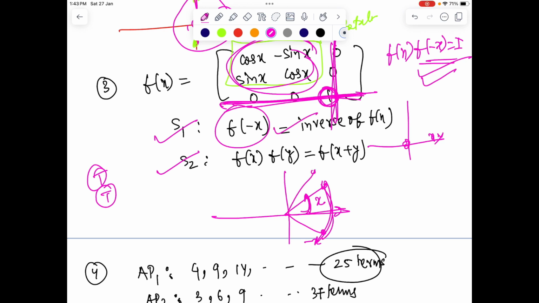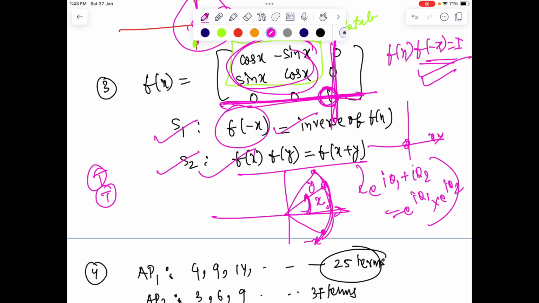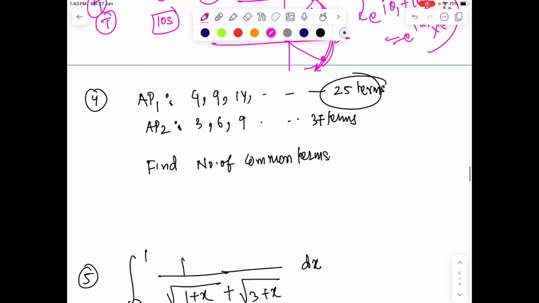Similarly, the first one is rotating by x, the second is rotating by y, so overall it is rotating by x plus y. It's nothing but e to the power i theta 1 into e to the power i theta 2 equals e to the power i (theta 1 plus theta 2). So this is purely a standard question which you could have done in 10 seconds.